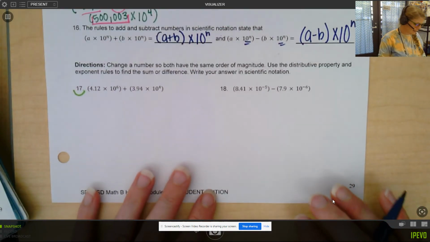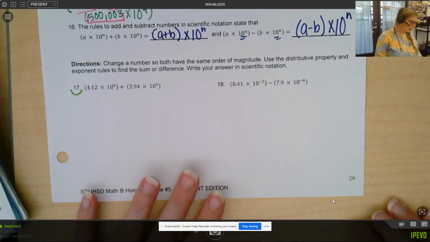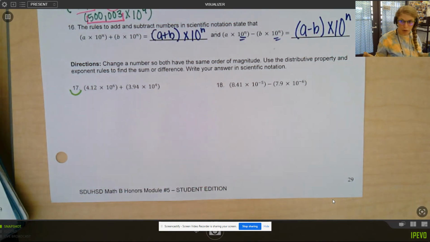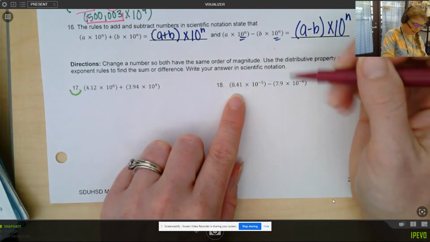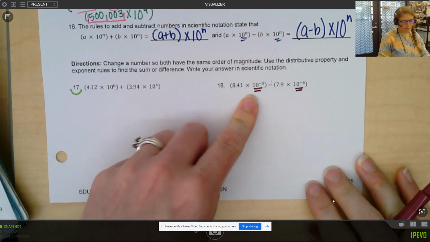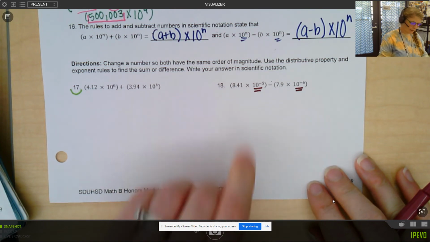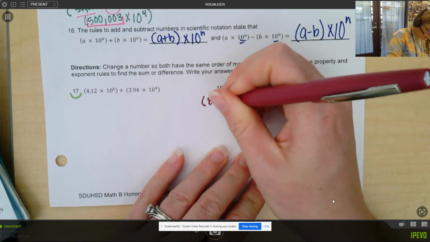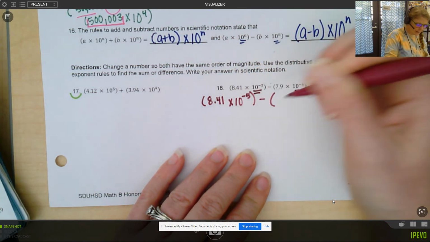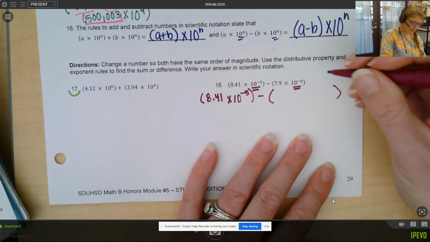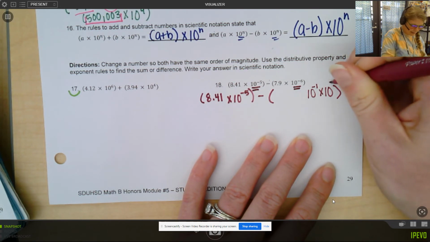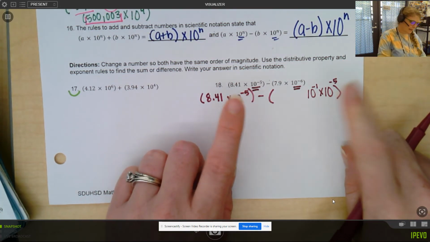Okay, so I'm going to do 18 with you. And I'm only going to do these problems one way because we're not going to make this video last forever. Okay, so we have subtracting. Oh no, we don't have the same order of magnitude. So I'm going to choose to keep the bigger order of magnitude, so 10 to the negative 5th. So I'm going to bring down 8.41 times 10 to the negative 5th minus, and now I'm going to break up 10 to the negative 6 into 10 to the negative 1st times 10 to the negative 5th. So I have this negative 5 and this negative 5.